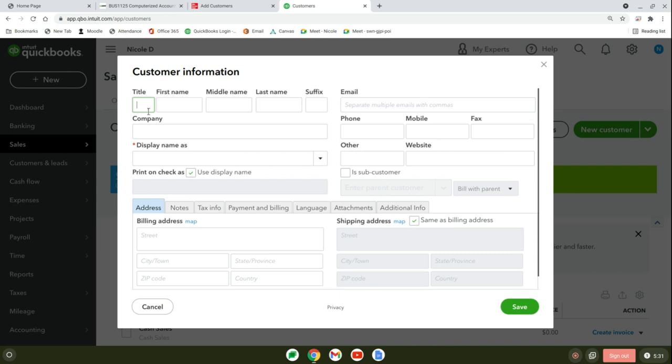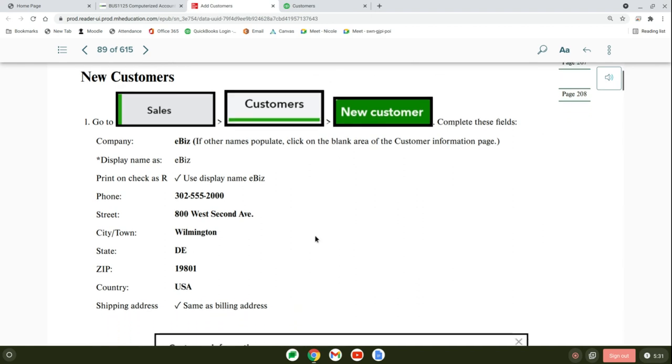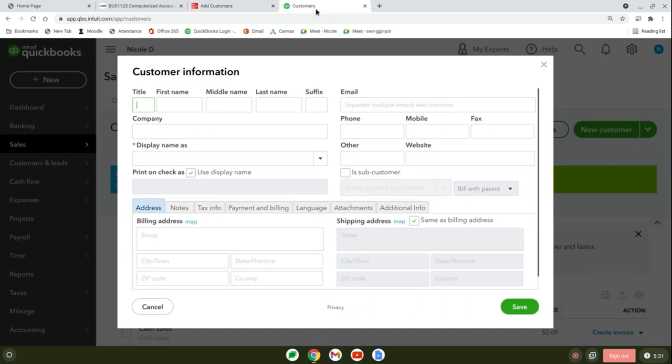And they have here, we're doing eBiz. Now, I don't show that they gave us a specific person. So you're just going to go straight to company and write eBiz, and then that display name will automatically populate there and display. Fine, so let's put the address. We have eBiz here as the check.